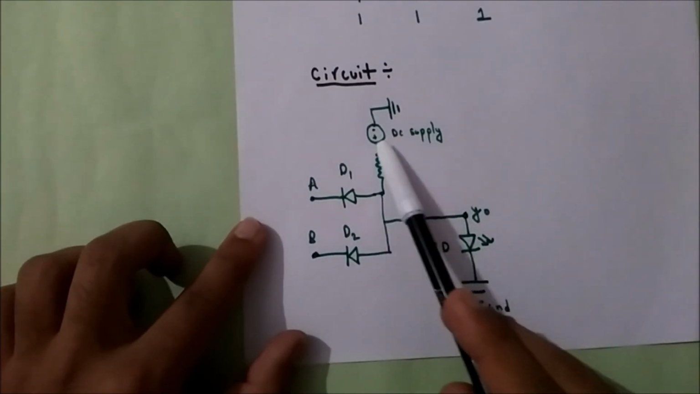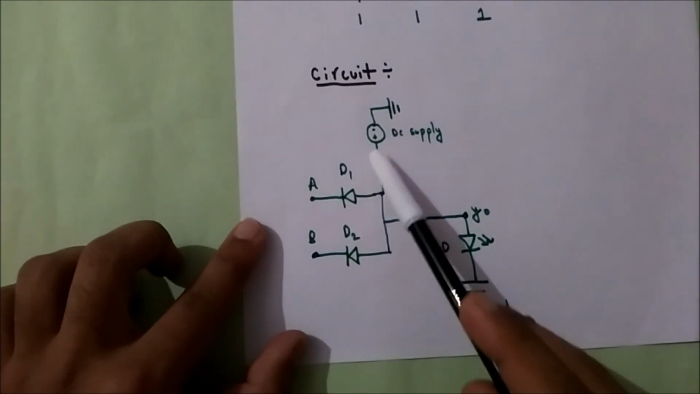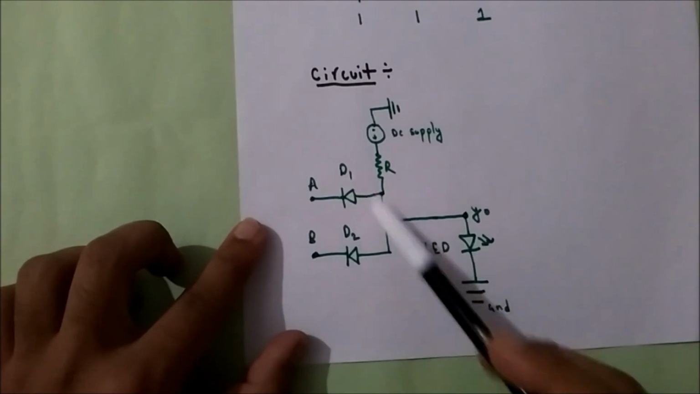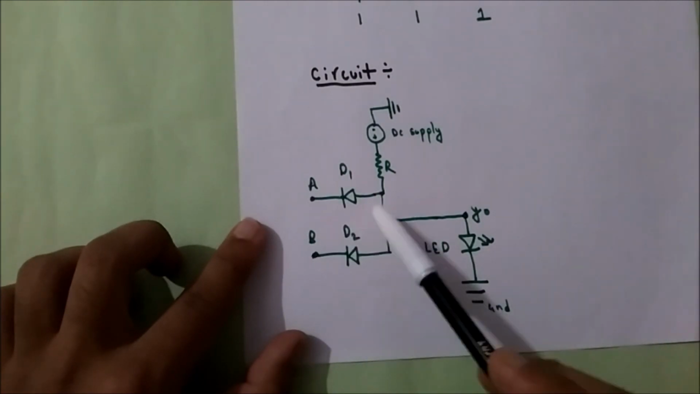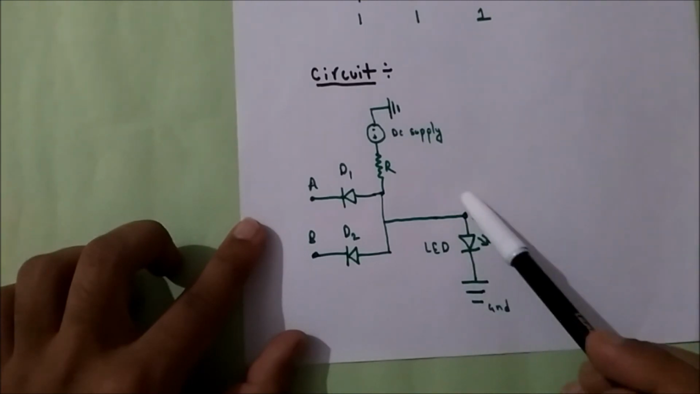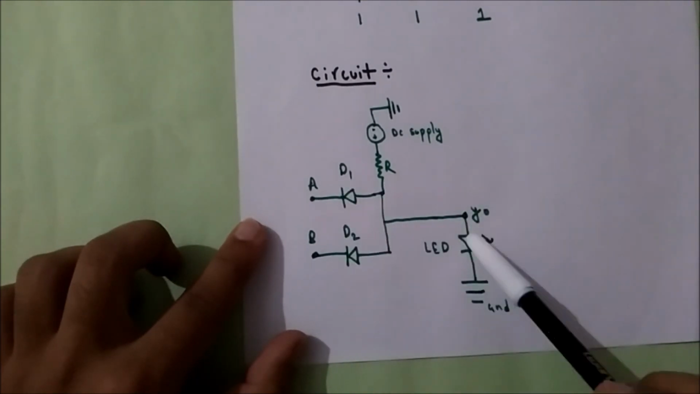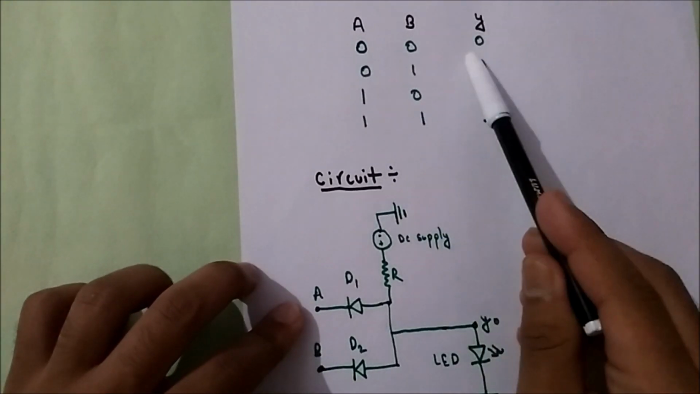So what will happen if both are 0 0? All the current will flow from here to here because they both are acting as short. So current will go from here to A and from here to B, and no current will go through Y naught to the ground. So I'll get 0 voltage here. That means I'll get 0 output. For 0 0 I'm getting 0.